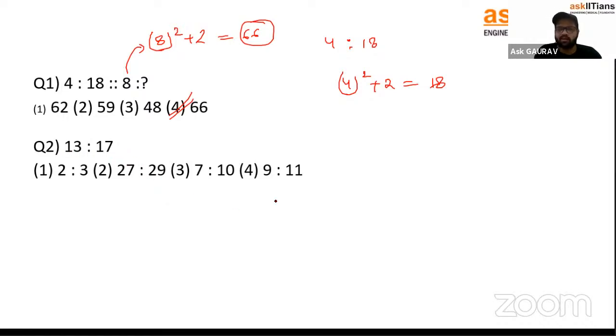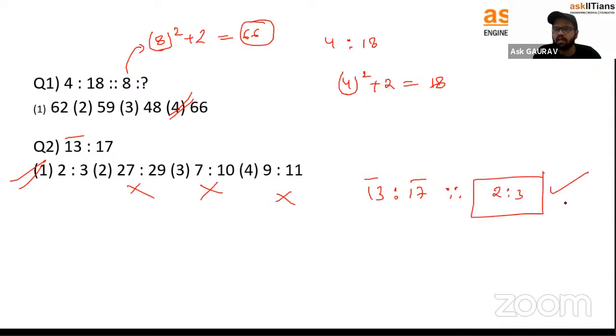See, 13 is also a prime number, 17 is also a prime number, right? Choose in the options the two numbers which are prime. 9 is to 11, no. 9 is not a prime. 10 is not a prime. 27 is not a prime. Only the first option works. That's it. Is this clear or not? So 2 is to 3 will be the right answer. Check. A big check. Clear, guys?